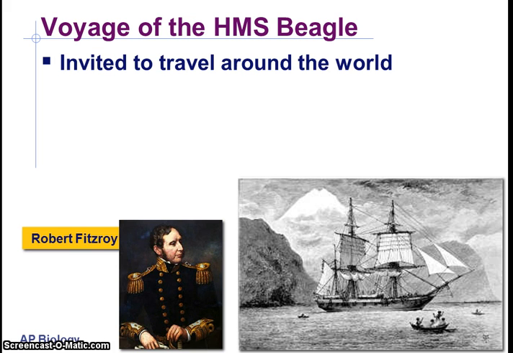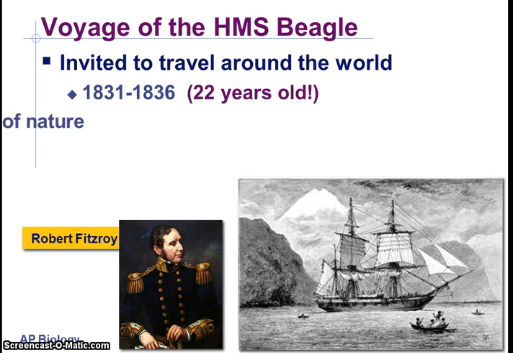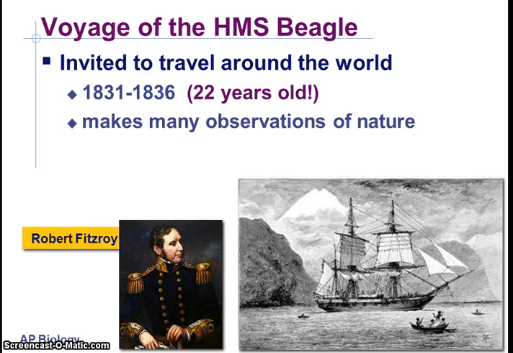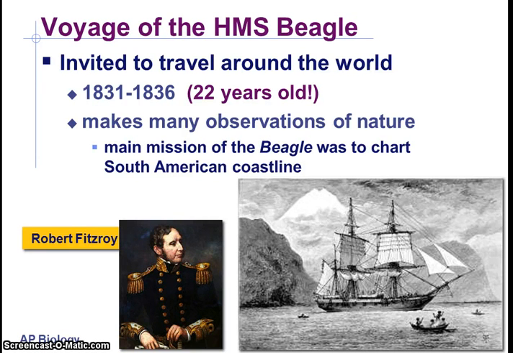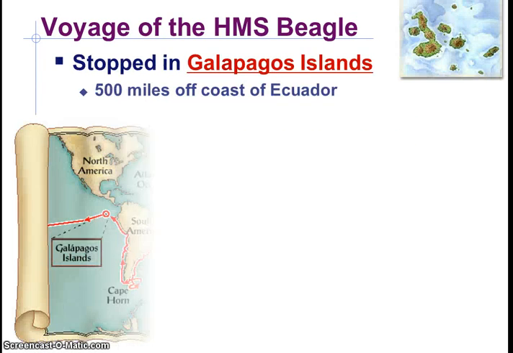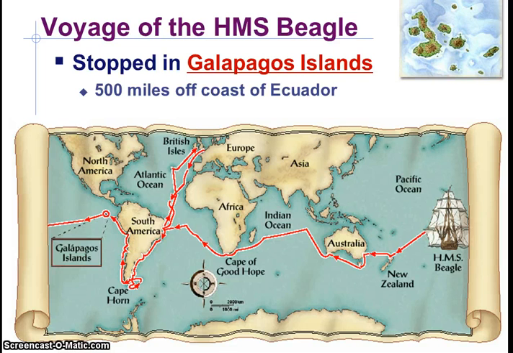This is the ship he went on, and it was led by Robert Fitzroy. He was 22 years old when he did this, and he made tons of observations. He was a naturalist, that's what you do. The main mission was to chart the South American coastline. They stopped in the Galapagos Islands, right over here, which are about 500 miles off the coast of Ecuador.